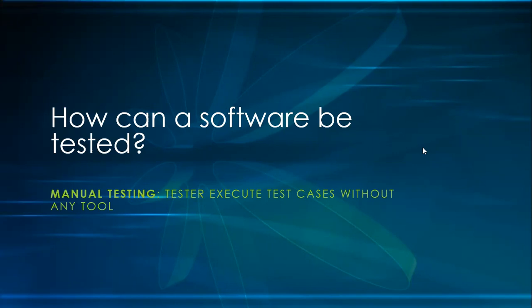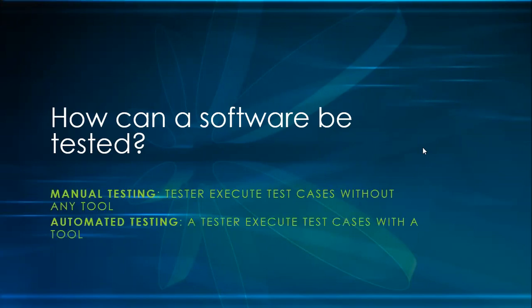Take an example. I've scribbled the pen. Is it working as expected? I'm not using any tool. I'm not using anything. I'm just checking it. That's the way manual testing is done. But for automation, a tester executes the test case with a tool.